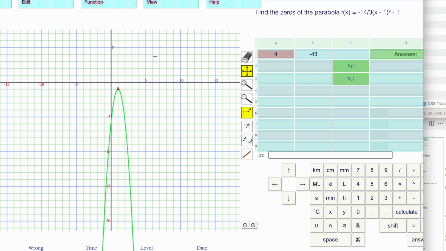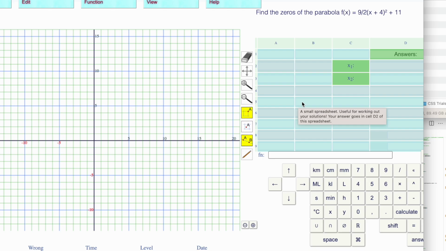Because it's opening down, there are no zeros. All right, none. Let's do one more. The vertex is (-4, 11), and it is opening up. Once again, there are not going to be any zeros.